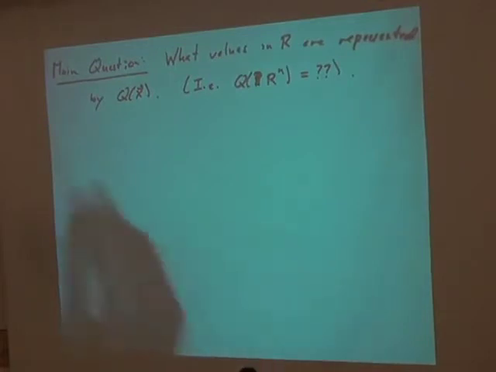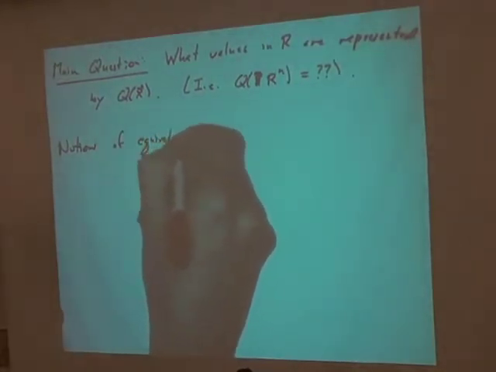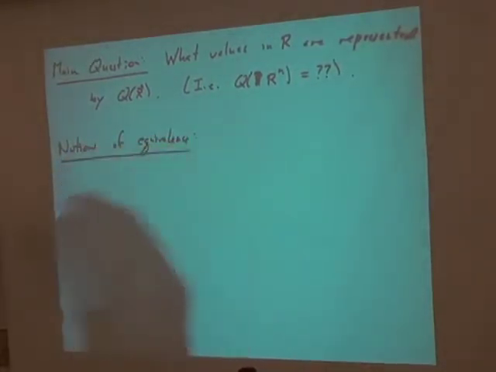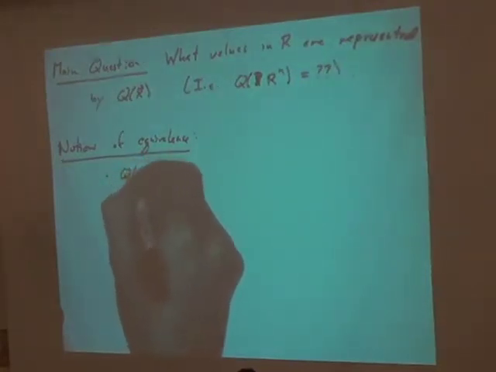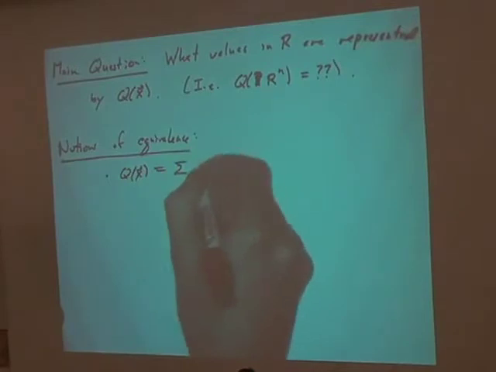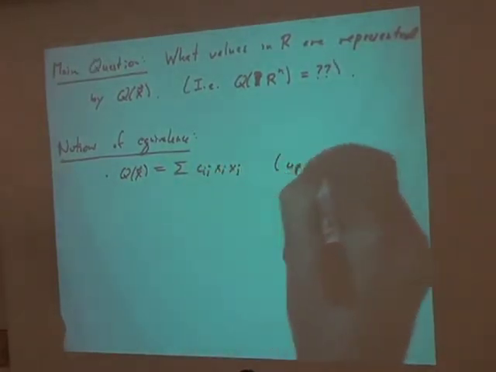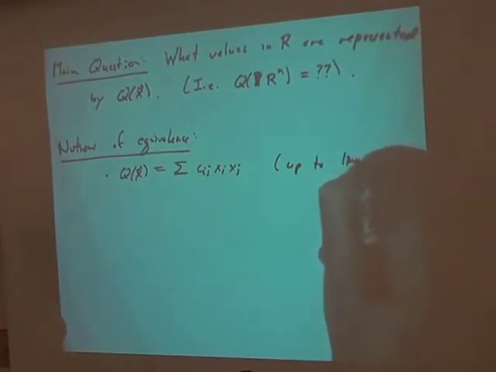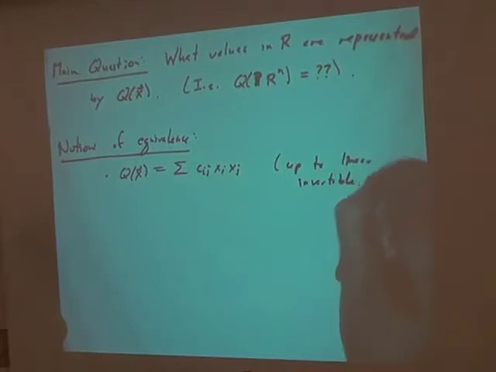Okay. So for this, we have several notions of equivalence. Depending on how you think of a form, if it's as a polynomial, so Q of x is equal to the sum c_ij x_i x_j, this is up to a linear, invertible change of variable.